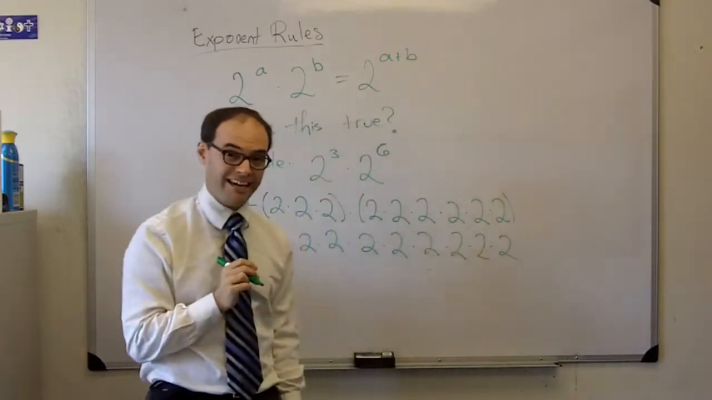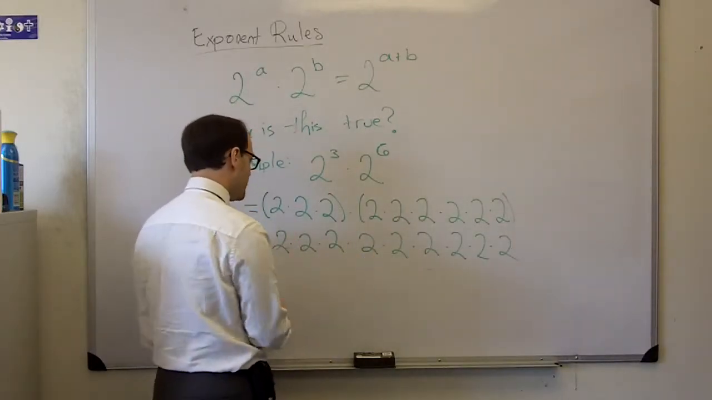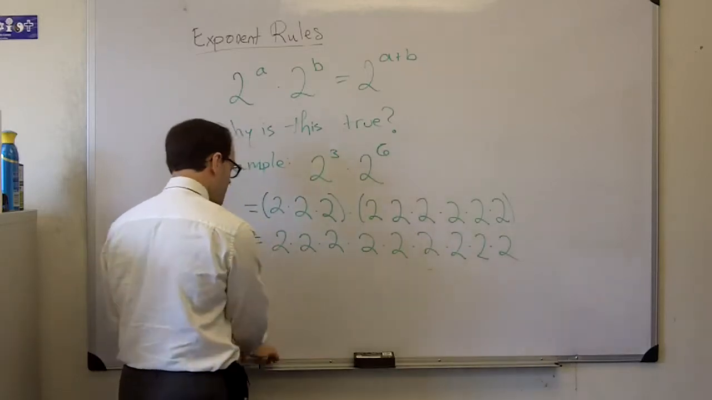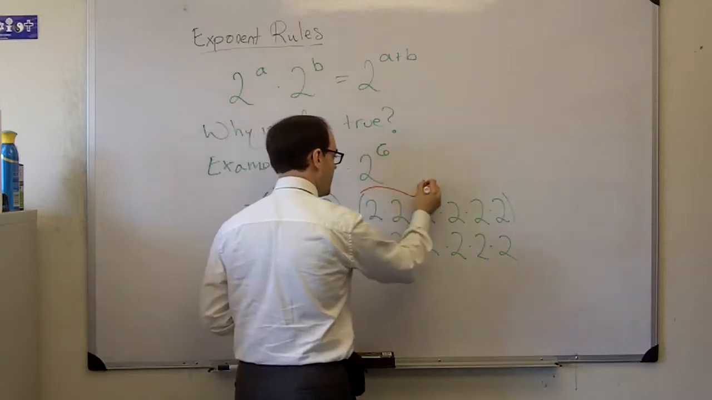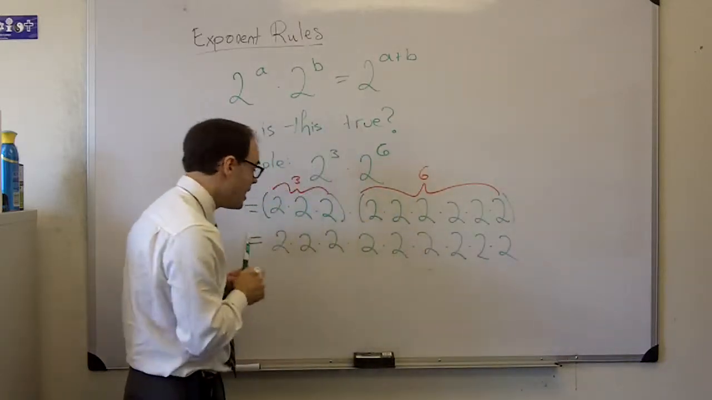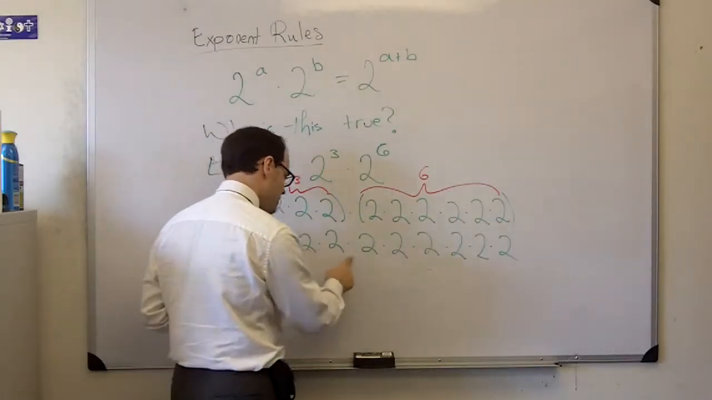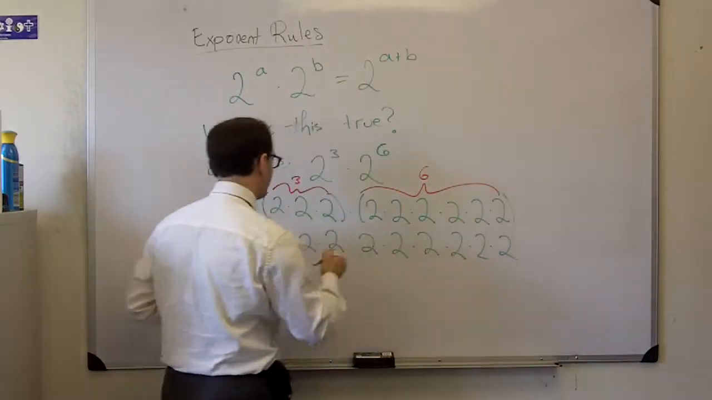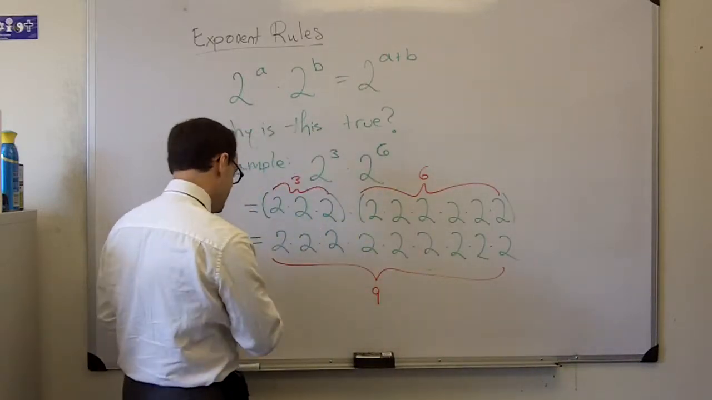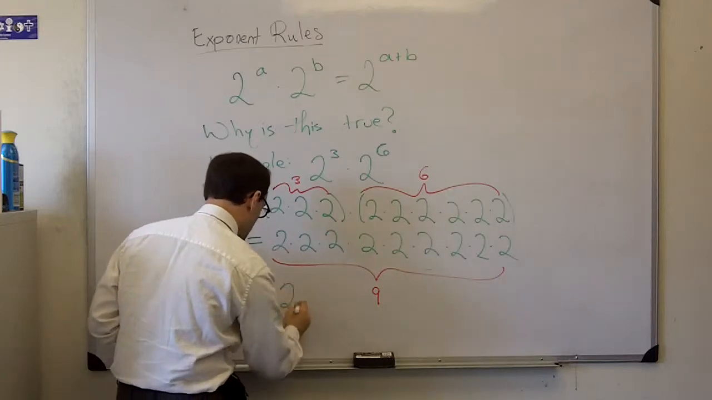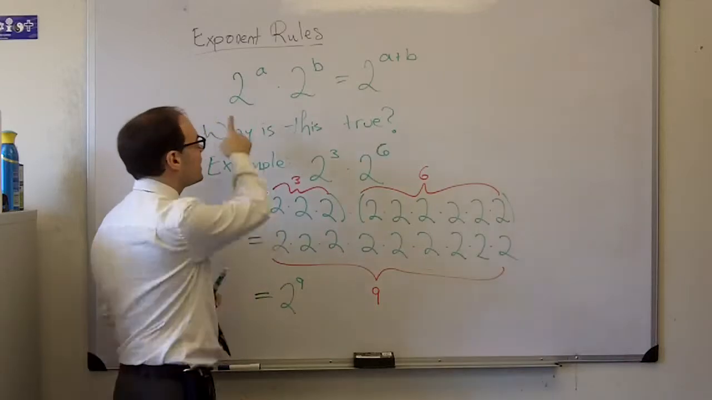Now you know why exponents were invented. This is kind of annoying to write out all these 2's, right? Now how many are there? Let's see. There were initially 3 of them here and 6 of them here. How many 2's are there? Well, I didn't lose any 2's now, did I? Hopefully I didn't. 1, 2, 3, 4, 5, 6, 7, 8, 9. There are 9 of them. So that says that this thing is in fact equal to 2 to the 9. Hey, cool. So that's why this kind of rule works.